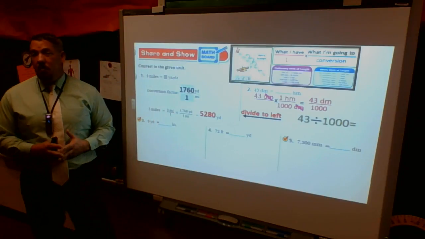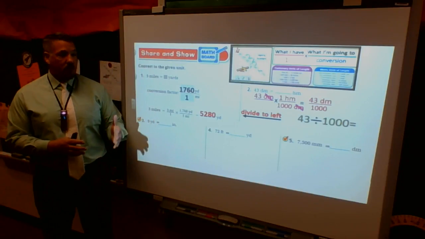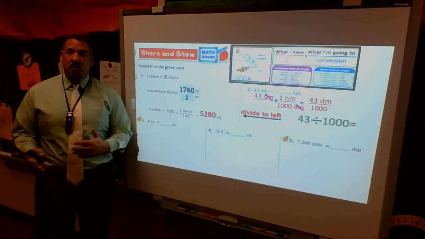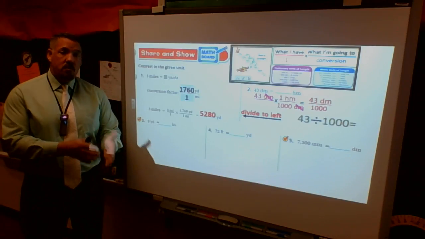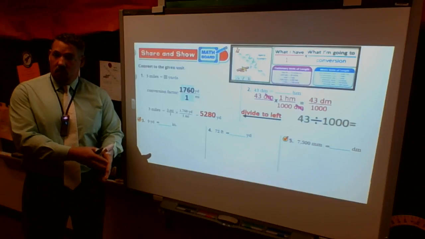Well, this is where a couple people messed up in the science part of it when I taught this the first time. They just put the decimal in the front and started moving. If it's a whole number, the decimal is always to the right. It's always at the end of the original number.